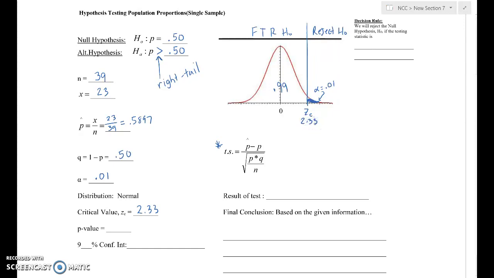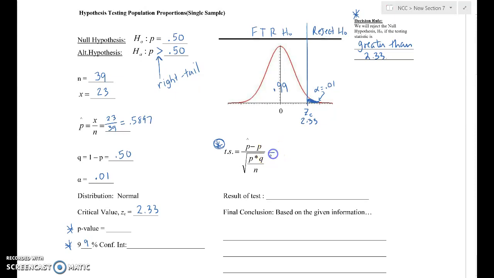All right, so decision rule. We will reject the null hypothesis H0 if the testing statistic is greater than 2.33. In other words, the testing statistic would be landing in the critical region. All right, so now we can just jump to Minitab right now. We can let it crunch this testing statistic. It'll also calculate the p-value, and it will calculate the 99% confidence interval.